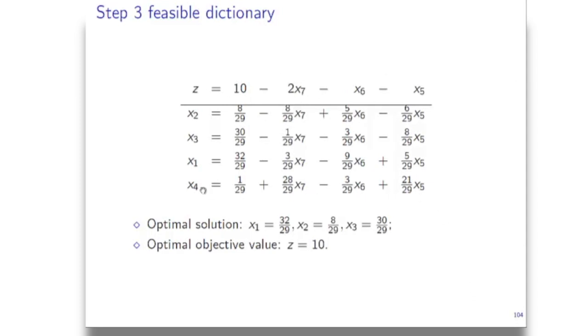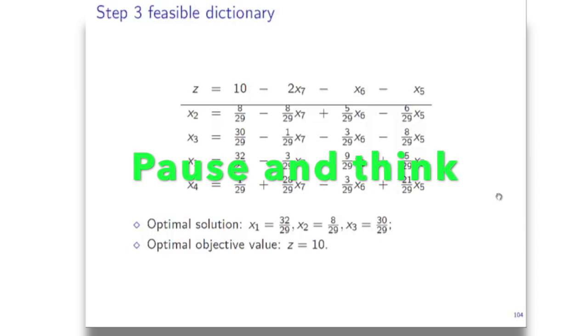So you see now x5 became a non-basic variable, and then our basic variables are given by x2, x3, x1, and x4. Now in this dictionary, all the coefficients for all the non-basic variables in the objective are in fact negative. Therefore, we can claim that the solution that we obtained here is actually an optimal solution to our problem. All right, so why can we claim this?